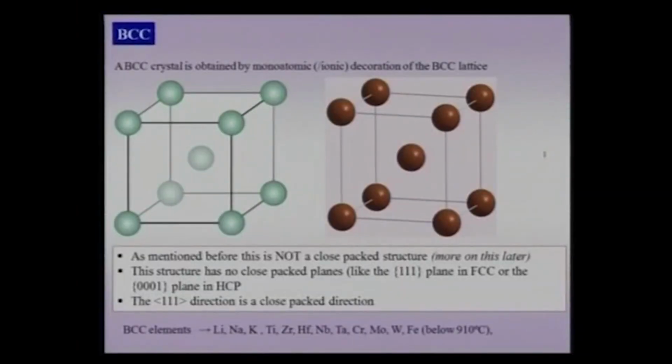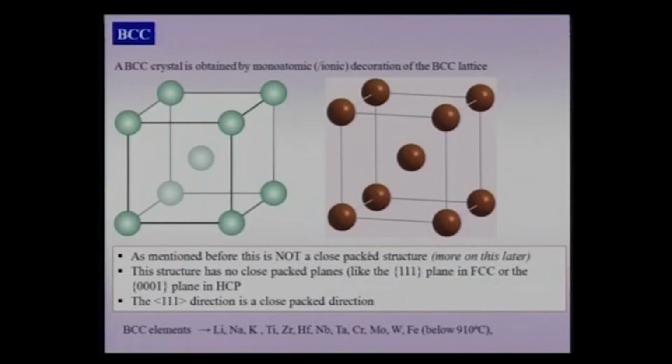So, the next structure we take up is what is known as the BCC crystal, which we know is a monoatomic or a monoionic decoration of the BCC lattice. We have seen this structure before, and there are 2 views of the structure right here, and you can see that there are 2 atoms per unit cell. That means it is a doubly non-primitive crystal structure. The important point we already noted, and we will re-emphasize, is that this is not a close packed structure, and we will see a little more about this later.